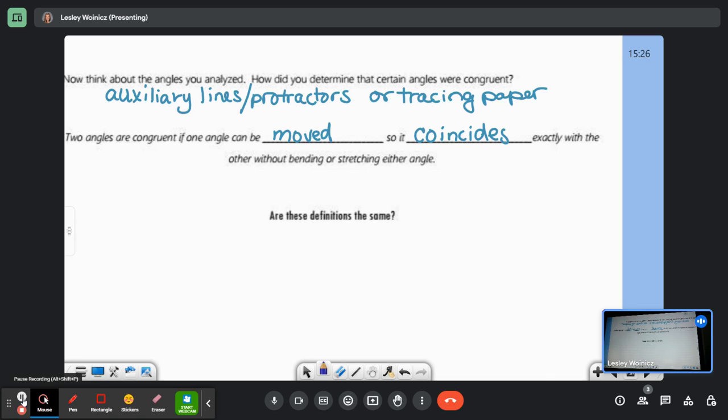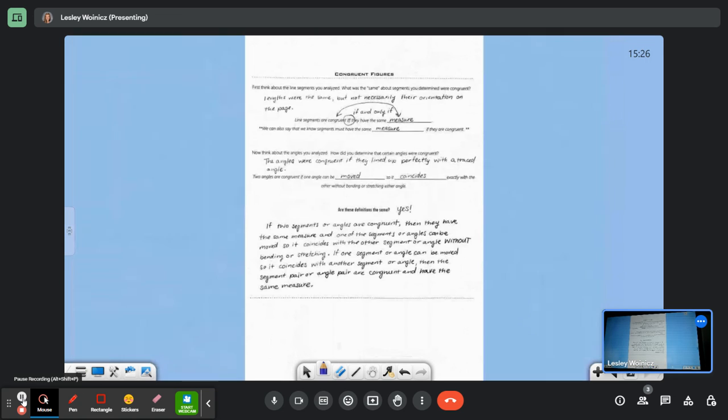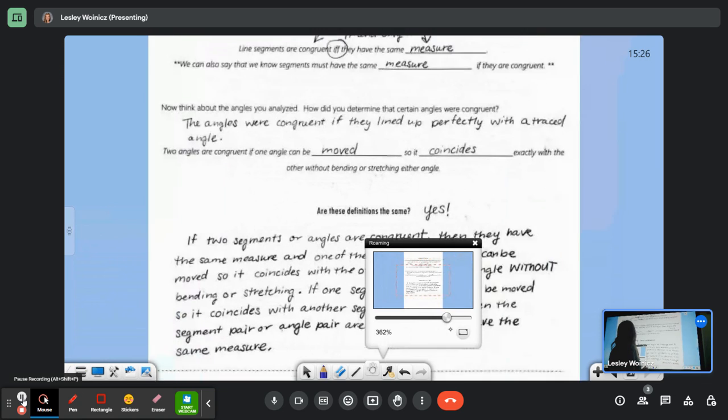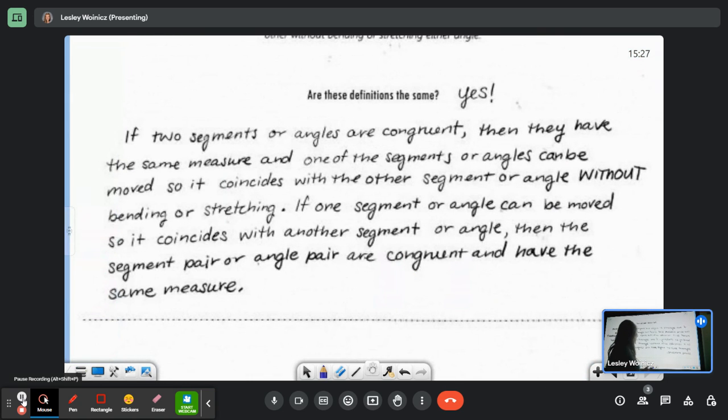All right, so that's what we're going to make. I want you to try to put these definitions together and make one massive definition for congruence. That's why I gave you all that room at the bottom of the page. If you're stuck, you can look at mine. I want you to try it yourself, though. Write a little paragraph. You're making one massive definition. Try to do it in your own words. Go.